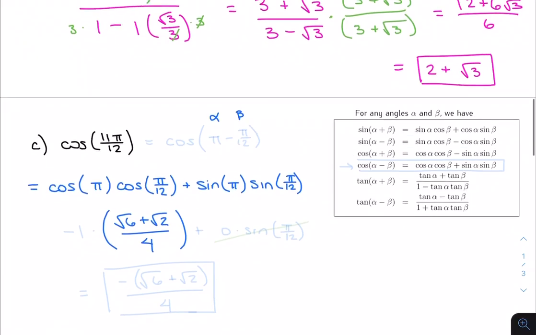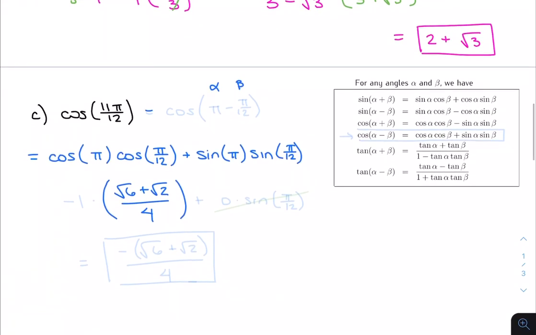For cosine of 11 pi over 12, one way of writing something that's equivalent to cosine of 11 pi over 12 would be by saying that 12 pi over 12 minus pi over 12, that's 11 pi over 12. So remember that 12 pi over 12, that's just pi. And we've actually worked with pi over 12 before, so that's something good that we can use. And since we're subtracting, now we can use this formula for cosine and subtract to get our answer. So let's just fill everything in.